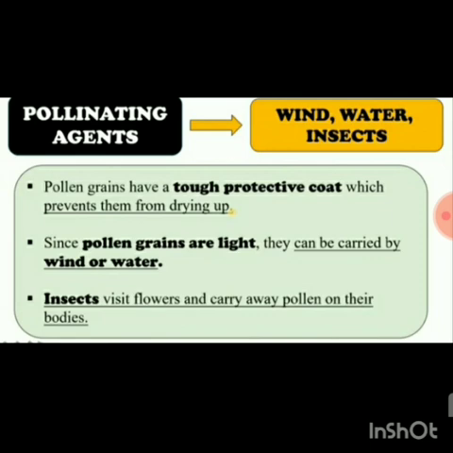Pollen grains have a tough protective coat which prevents them from drying up. Since pollen grains are light, they can be carried by wind or water. Insects visit flowers and carry away pollen on their body.